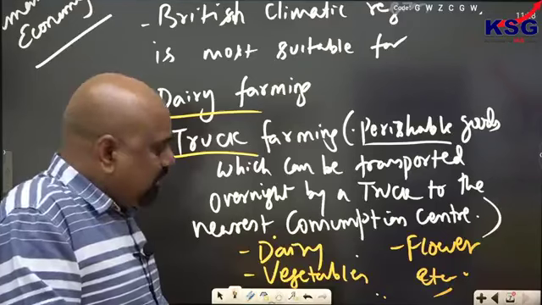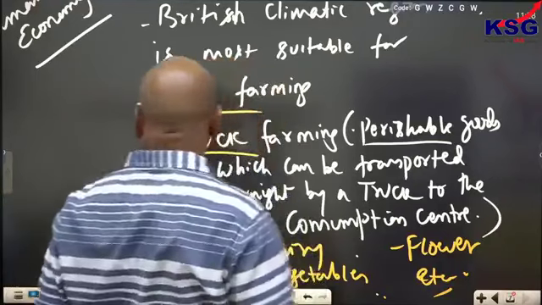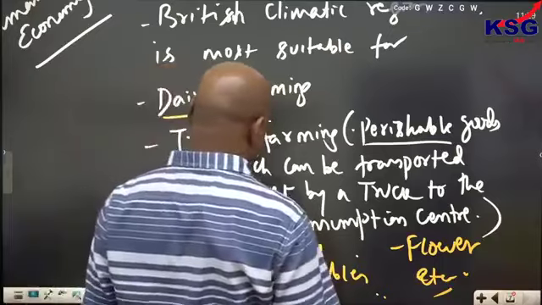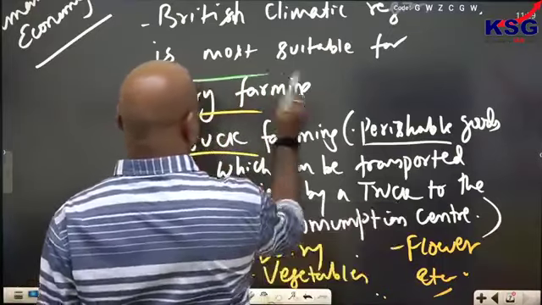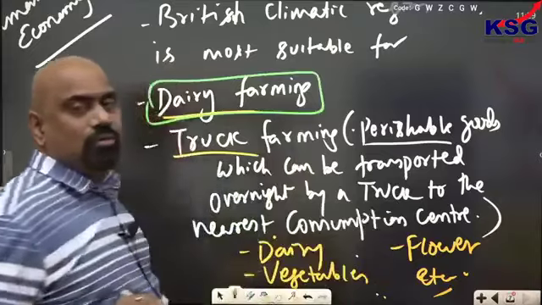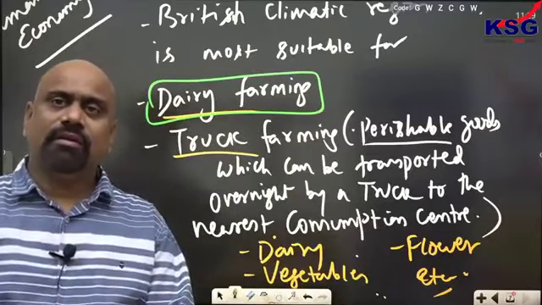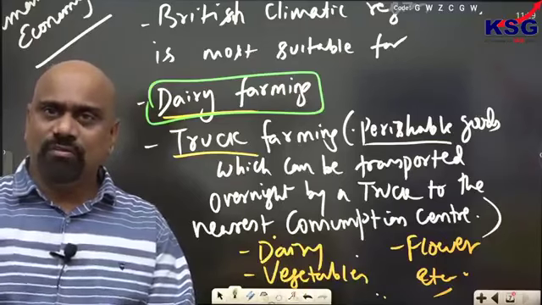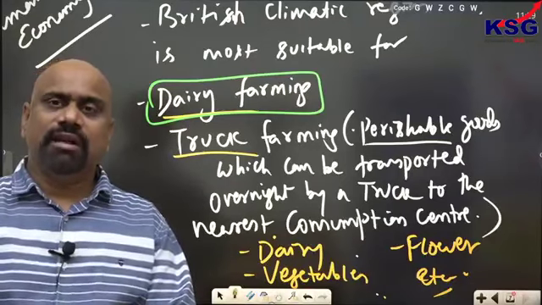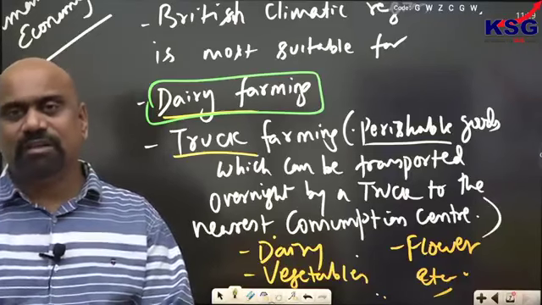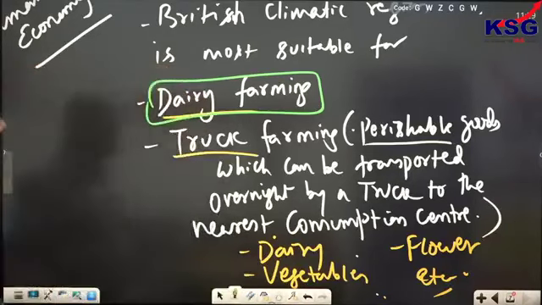Okay, let's now move on to the next point. Dairy farming is very good here, one of the leaders. New Zealand is known for dairy farming. The British eastern European countries are known for dairy farming. You know that Denmark is known for dairy farming. It has a British type of climate. So this is where dairy farming is very important.